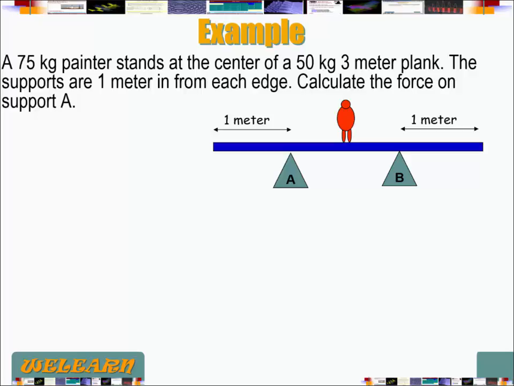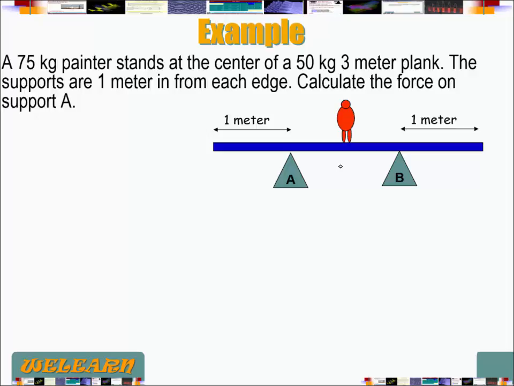Okay, consider this example. We have a 75 kilogram red painter that's standing at the center of a 50 kilogram, the blue one here, 3-meter plank. So its mass is 50 kilograms and its length is 3 meters. The supports are 1 meter from each edge. So we have support A here 1 meter from this edge and support B 1 meter from this edge. So what's left here is another meter, and the painter is standing at the middle.